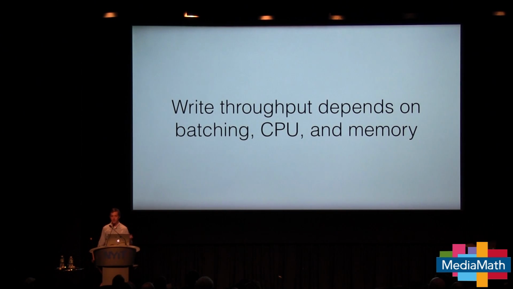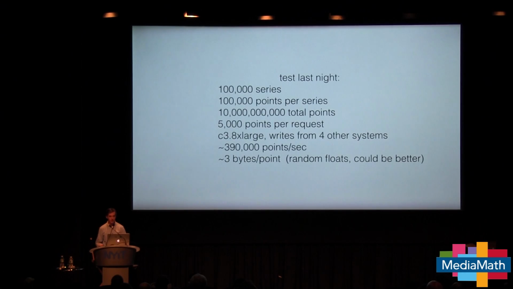So write throughput, it depends on the batching size, right? For us, the best performance is if you take a lot of points and you batch them all together and you send them to the server. It also depends on CPU and memory. Right now, on this storage engine, CPU seems to be the thing we're bound by, not I/O, amazingly enough.